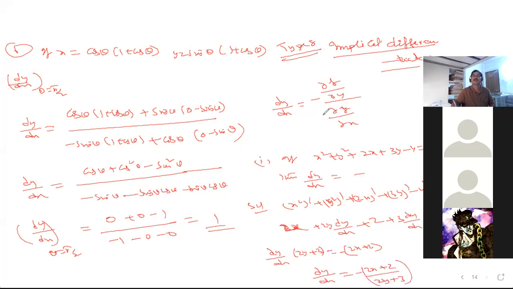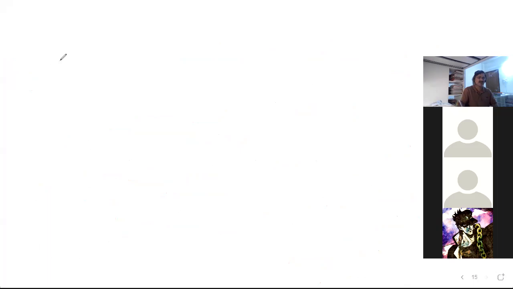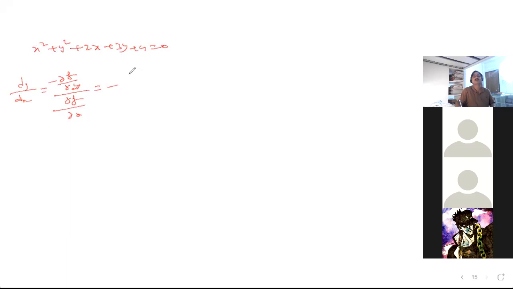But why did I write it like that? That I want to tell you. See this clearly. Once again I am writing: x square plus y square plus 2x plus 3y plus 4 equal to 0. With the direct method, minus dou f by dou y divided by dou f by dou x, this is partial. When you are differentiating with respect to y, treat x as constant. Constant derivative is 0. The y derivative is 2y. The x derivative is 0. Plus 3.